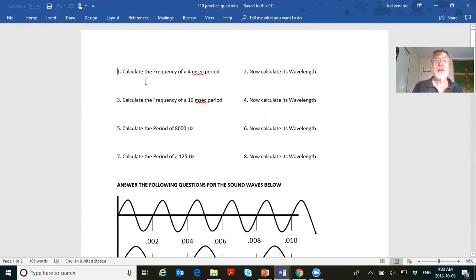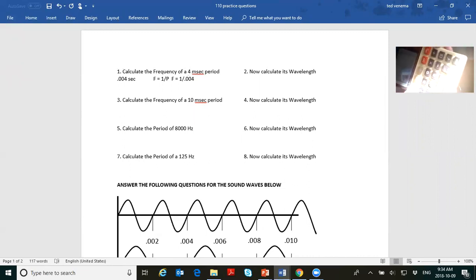Now, what is 4 milliseconds? 4 1/1000ths of a second. So that would be 0.004 seconds. If that's the period, how do you find frequency? Frequency is equal to 1 divided by the period. So frequency is equal to 1 divided by 0.004. With your calculator, 1 divided by 0.004, you will end up with 250. So your frequency is equal to 250 hertz.